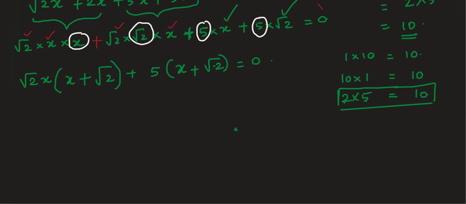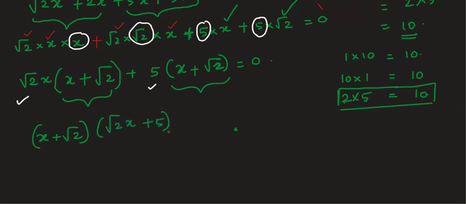Next step. If you notice, this is √2x, and in the next step, x plus √2 and x plus √2 are common to both the terms, so we will take that out. So x plus √2 is common. Now what is remaining? The remaining will be this one and this one, so write them within brackets. Open the bracket, write √2x plus 5, which is equal to 0.